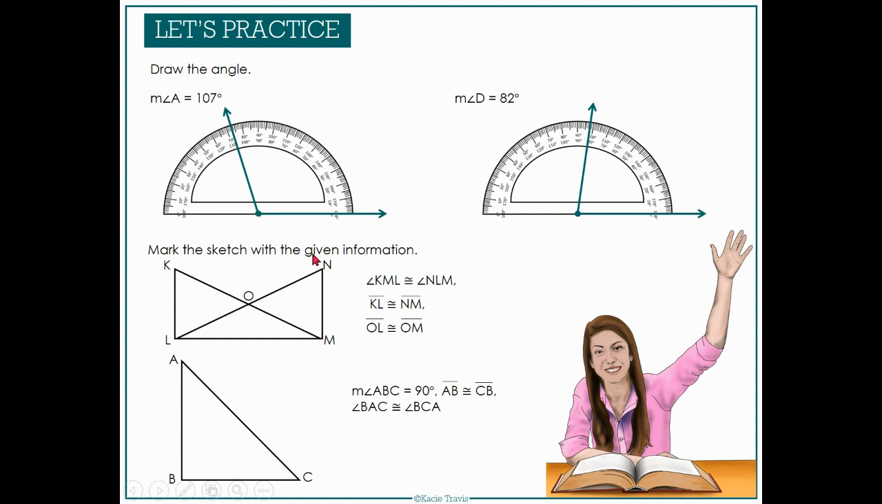Now, on the bottom here, I want you to mark the sketch with the given information. So one of the things they want is to mark that angle KML is congruent to angle NLM, segment KL is congruent to NM, segment OL is congruent to OM.